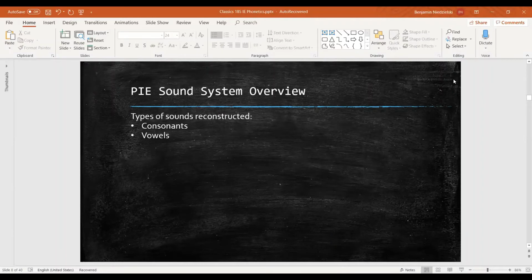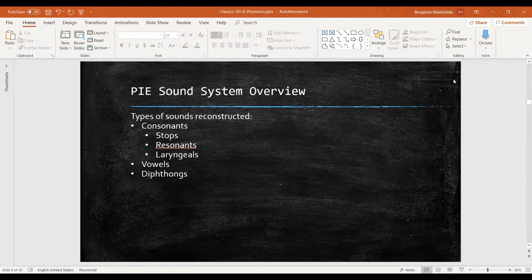So, like with many languages, for Proto-Indo-European, we reconstruct both consonants and vowels. And remember that consonants have less airflow than vowels. That's the big distinction between them. For consonants, we reconstruct stops, resonants, and something called laryngeals. So stops are produced by stopping the airflow through your mouth temporarily. This means that stops can't be pronounced indefinitely. You can't say p until you run out of breath because you've stopped the airflow.